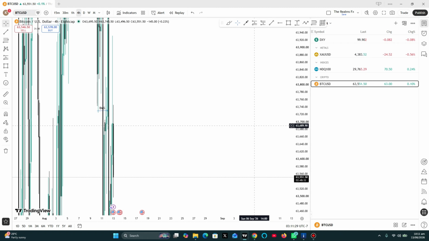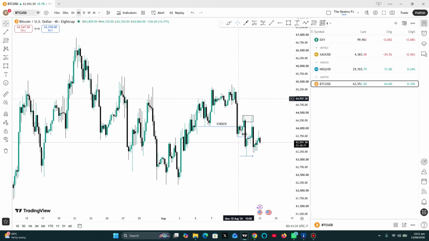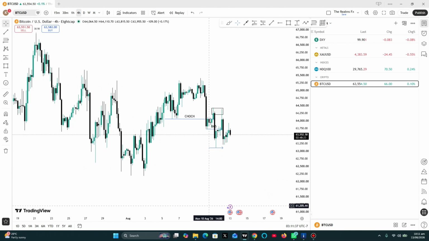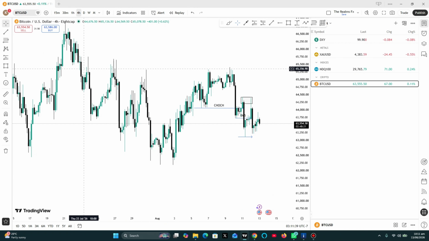I think the first pair I'll go on is BTC USD. Yesterday, I saw a solid trade on BTC USD. Currently, you can see that on the higher time frame, price has been giving us a series of lower lows, lower highs, lower lows, lower highs, lower lows, and then lower highs. Do you understand? You can see that there are breaks of structure happening all the way to the downside.